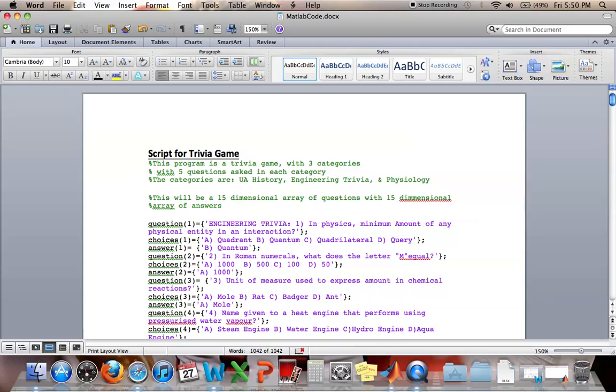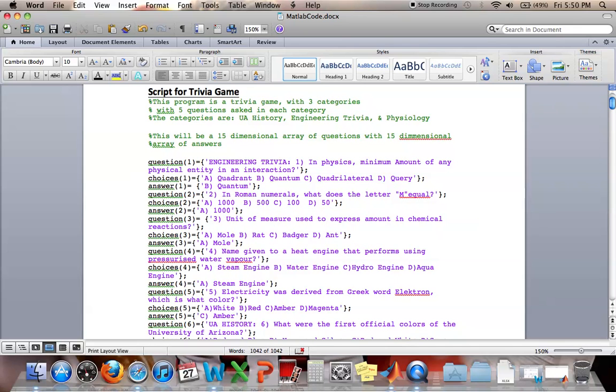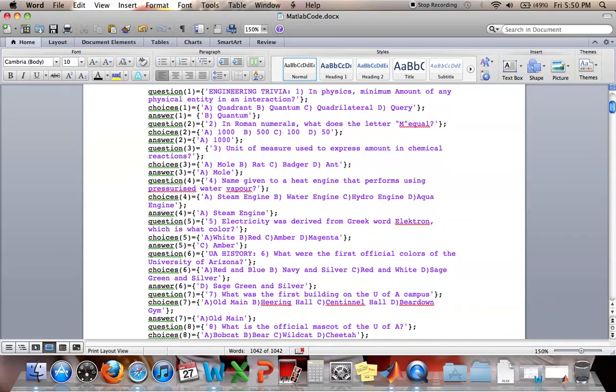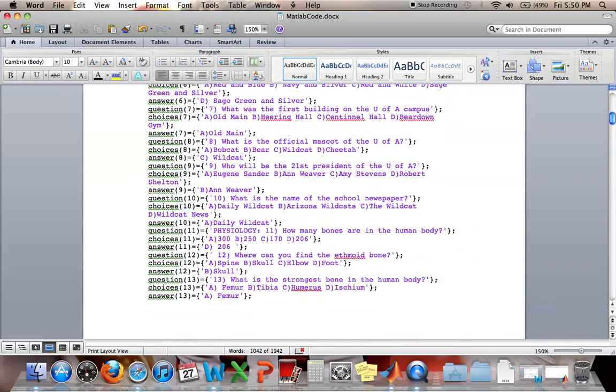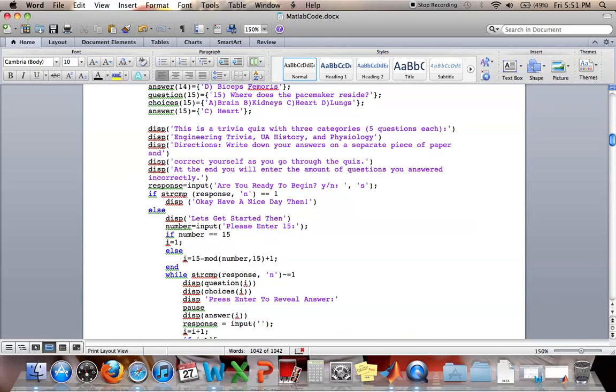So I started with a script for the trivia game. It consists of a 15-dimensional array of questions as well as a 15-dimensional array of answers. I started off with the first 5 questions for engineering trivia, with choices to follow, 4 multiple choices, and then the answer to follow after that. So these are my 15 questions. As I scroll down, you will see how my script starts to work out.